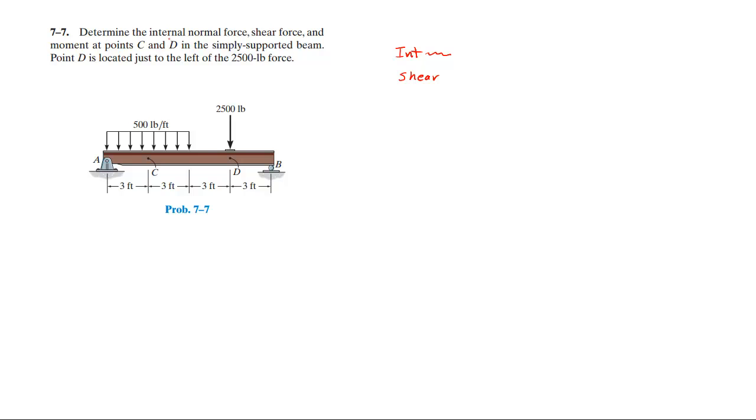It says determine the internal normal force, shear force, and moments at points C and D, right here and right there, of the simply supported beam. Point D, this is important, is located just to the left of the 2,500 pound load.